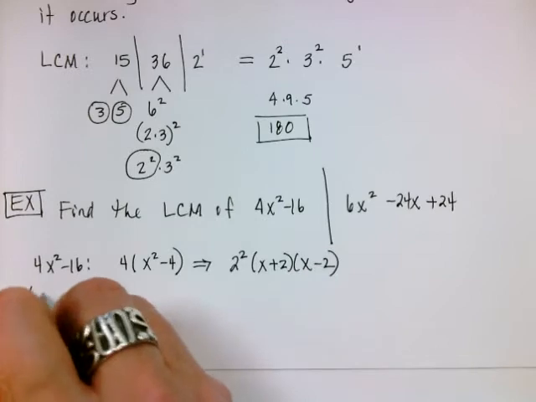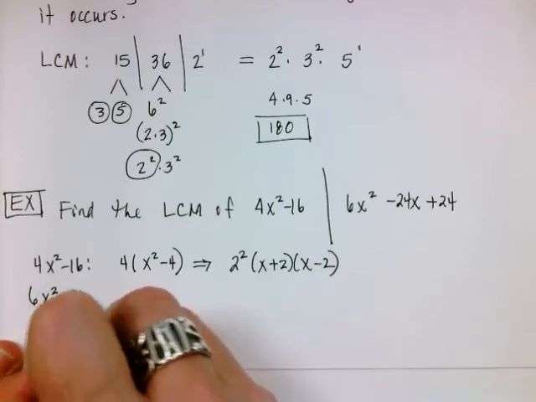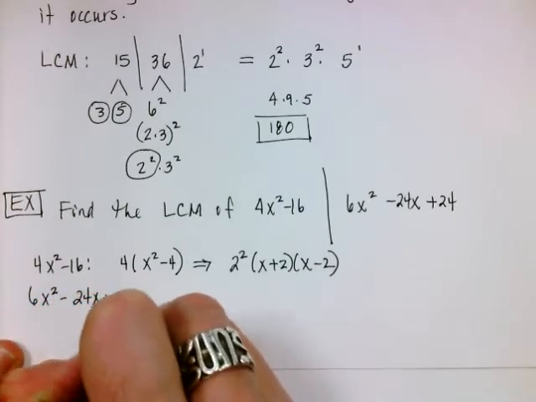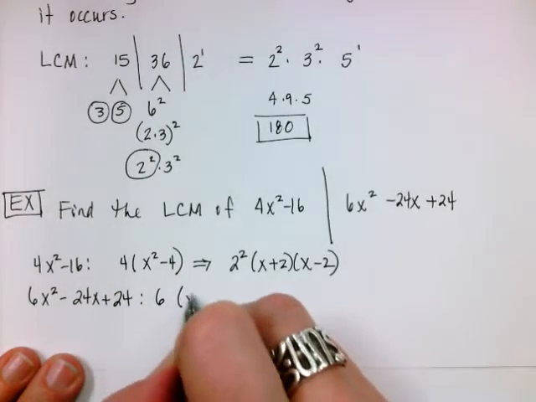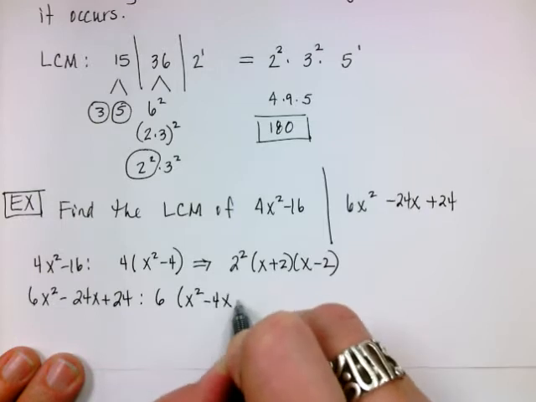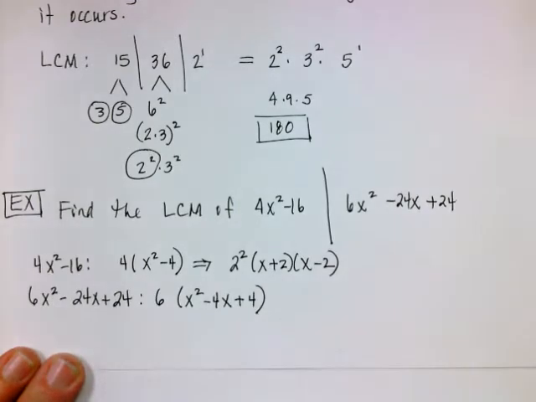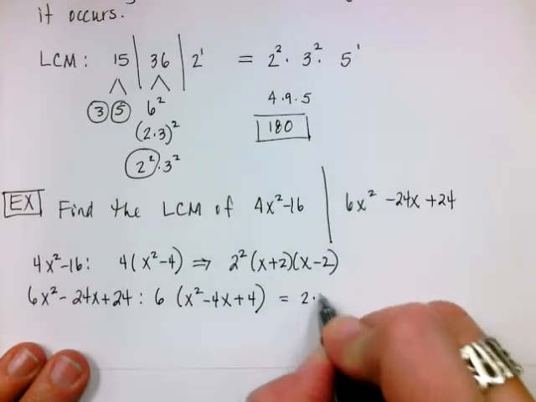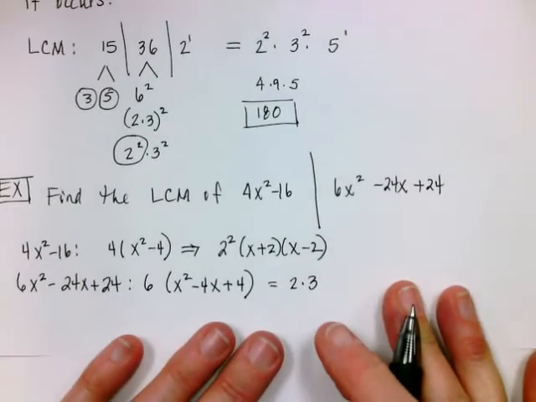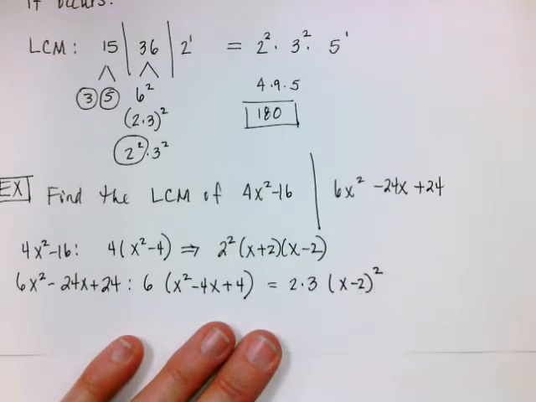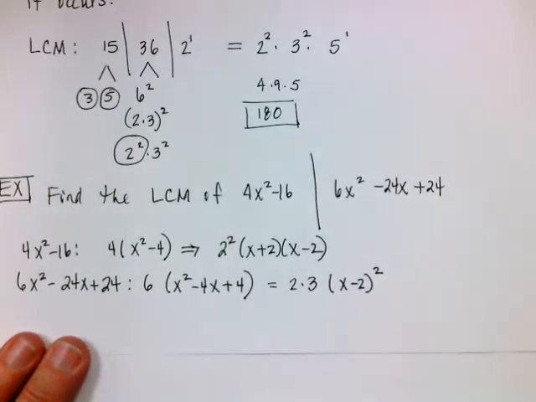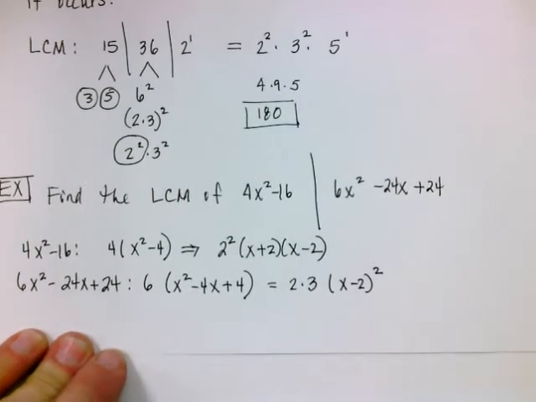So then if I do my other expression, the 6x squared minus 24x plus 24, when I factor this, the first thing I'm going to do is take out the 6, and I'm going to get x squared minus 4x plus 4. Okay? All right, and then that's going to factor to be 2 times 3, because 6 is 2 times 3, and then this is going to be x minus 2 quantity squared. So notice, for my unique factors, let me get a different color pen.